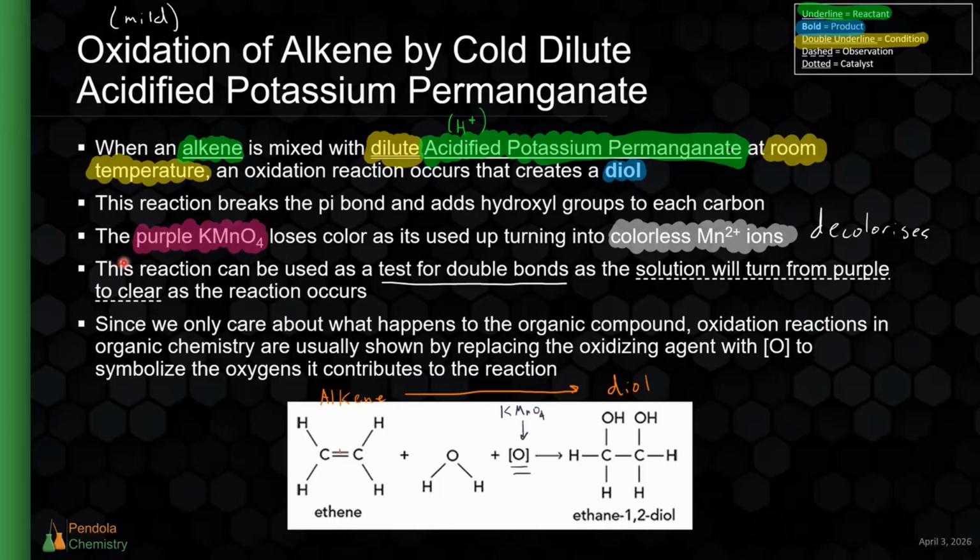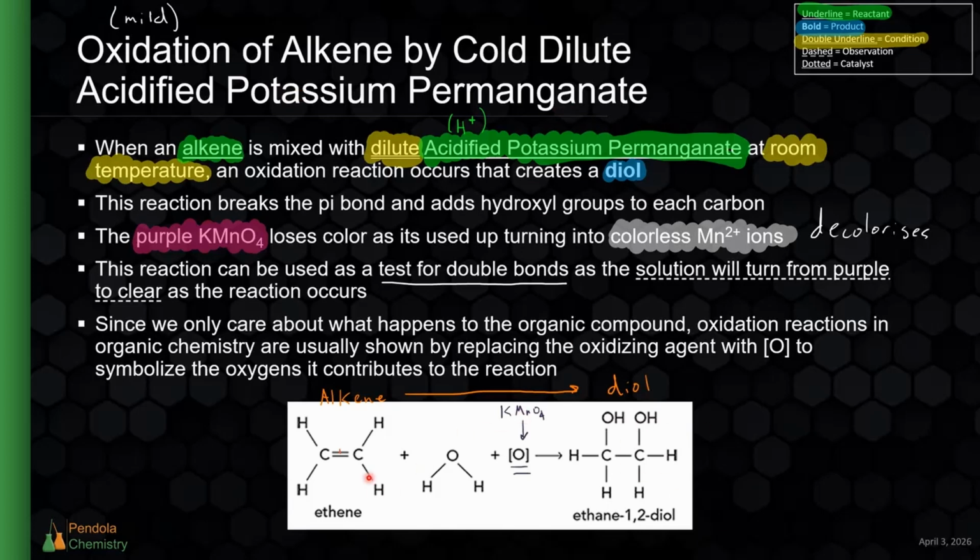Since we only care about what happens to the organic compound in the reaction, we can usually replace the KMnO4 with that O in brackets. We will be able to do the same thing if this reaction was carried out with potassium dichromate. We will see that O in brackets as the oxygens from the oxidizing agent, because that's what the potassium permanganate is contributing here.